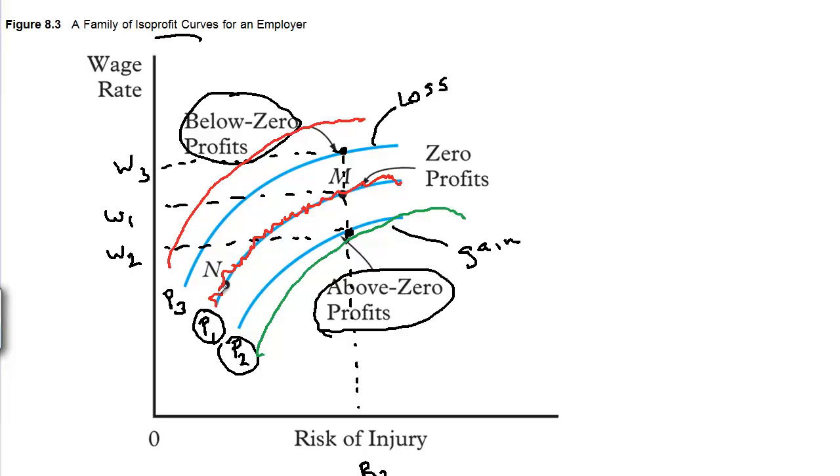They don't cross. And so what Ehrenberg is saying is this line is a unique line in that it is the borderline between a huge number of combinations of risk and wages that are associated with a loss, and a huge number of combinations of risk and wages that are associated with above zero profits. And so that's what he is doing with figure 8.3 and its foundation.